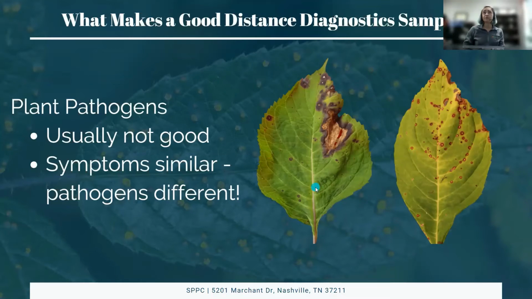There's a difference in efficacy for different types of pathogens. So another pathogen that can cause these sort of leaf spots on hydrangea are bacterial pathogens. So what works for a fungal organism is not necessarily going to be effective for a bacterial organism. So in a case like this, I always want to have a sample in the lab so that I'm able to give effective management recommendations.